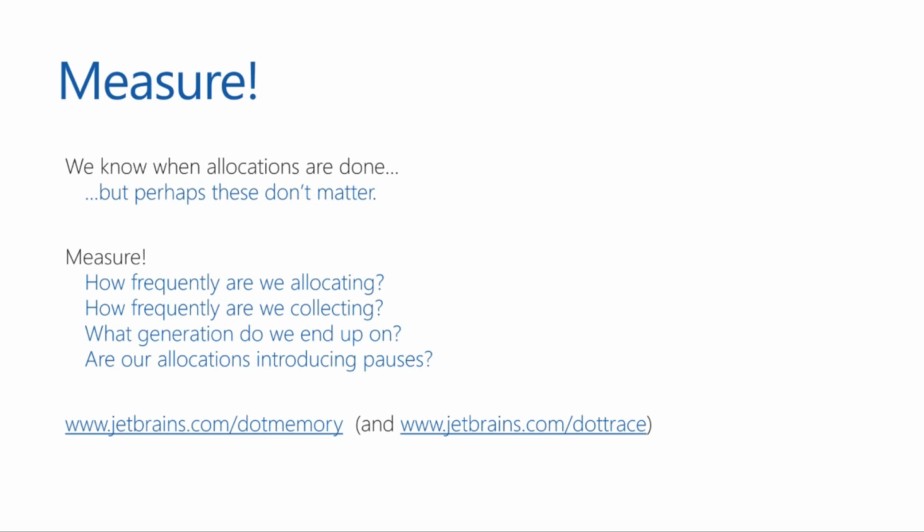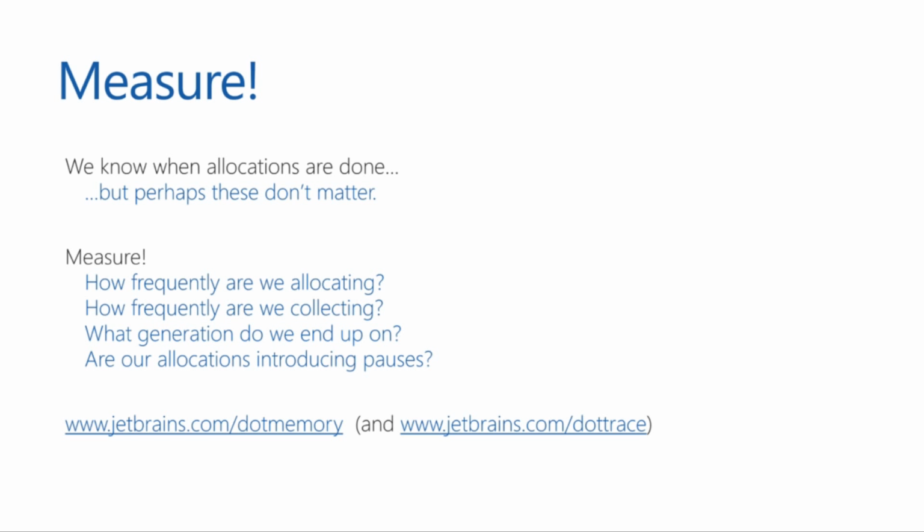You want to know when allocations are done, where they are done of course as well, and you want to know if it really matters that you are doing so many allocations. You want to check those things. So you want to know how frequently are we putting stuff in the heap? How frequently is the garbage collector doing its thing and scanning all those things in the heap and cleaning out those objects as well? What generation do we end up?